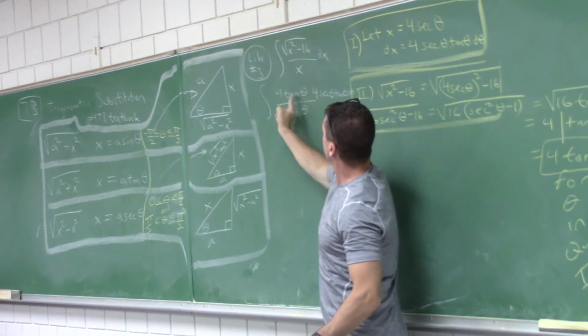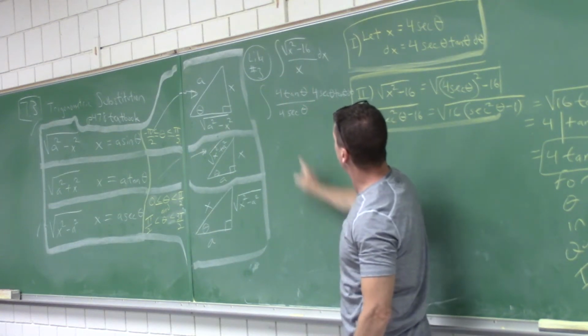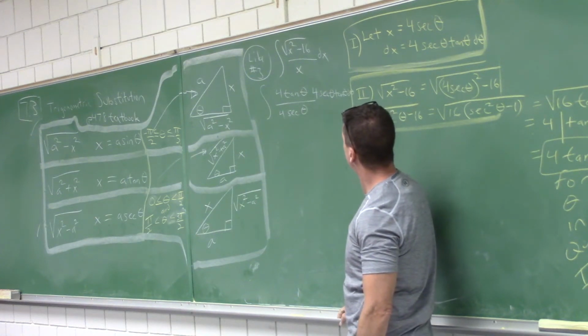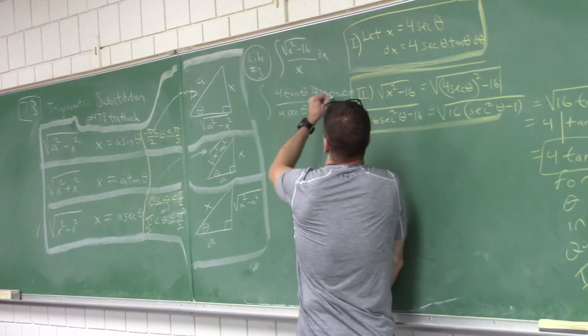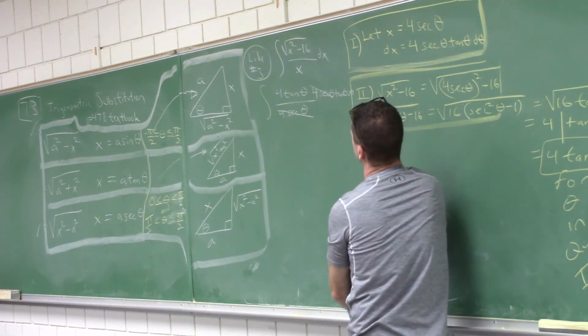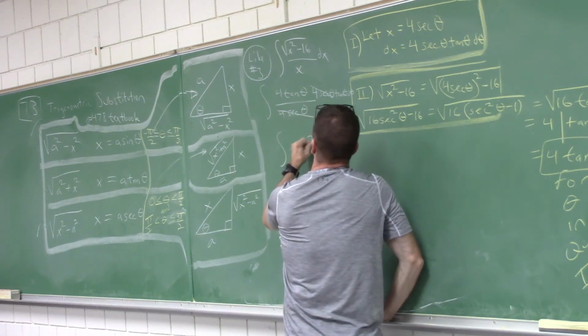That's the 4 tan theta. This dx is 4 secant theta tan theta d theta. And that's a 4 secant theta. Anything cancel? Whoosh. Whoosh. What do you now have? 4 tangent theta squared.